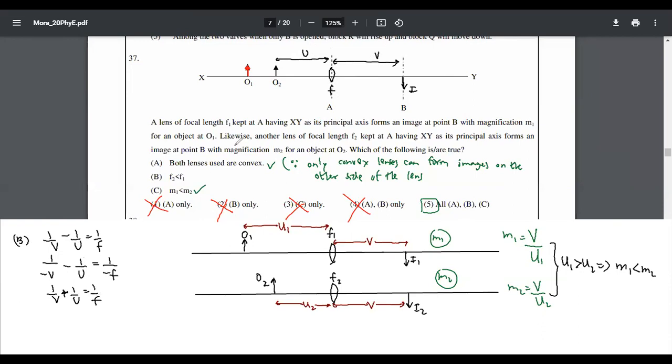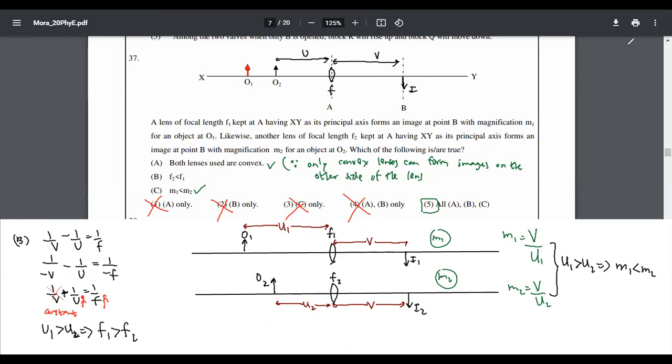Now, f is what we are supposed to find out. 1 over v is constant. So, if u is large, f will be large. Right? So, we know u1 is greater than u2. That means f1 will be greater than f2. That's why B is correct. Okay. This should not have been hard. It's just you draw the two diagrams and do the comparison.